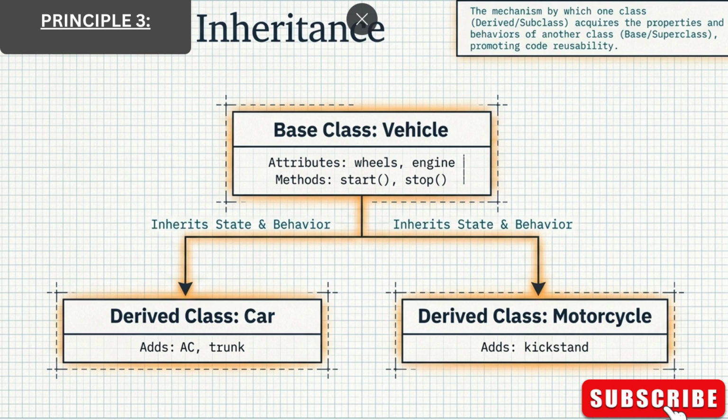For instance, you could have a general vehicle superclass that has common things like wheels and an engine. Then car and motorcycle would be subclasses. They automatically inherit all those great features from the vehicle class, while also adding their own unique specific features.